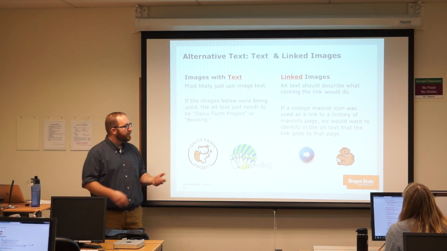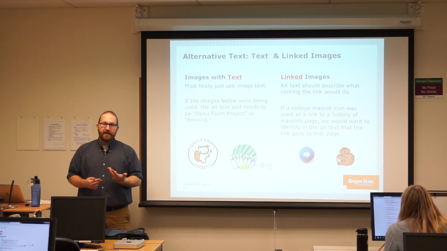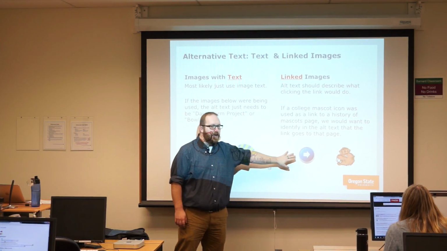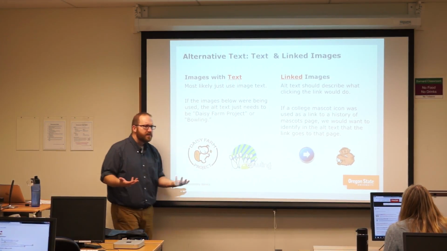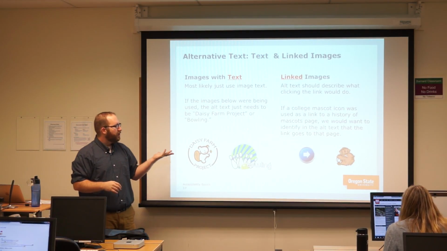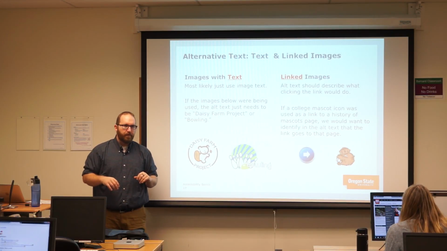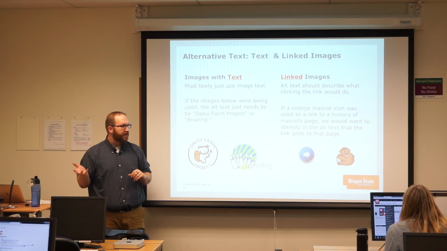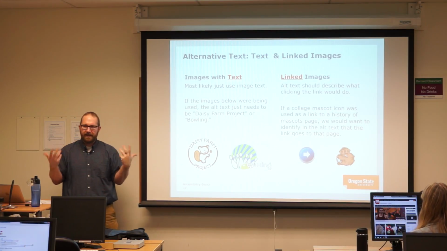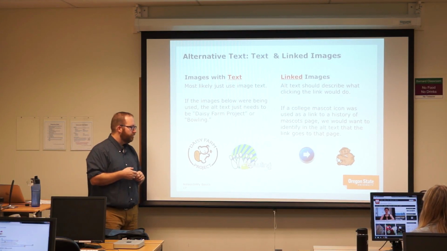If you have a linked image, you want to describe what clicking the link would do. So we don't see a lot of these anymore, but if you have a button icon or something like this, like on the homepage, we actually saw that with previous and next story. You don't want the alternative text to say button or something like that. You actually want it to say next page or previous page. You want to say what clicking it would do. It is important.